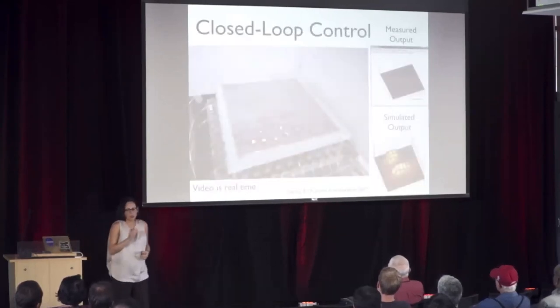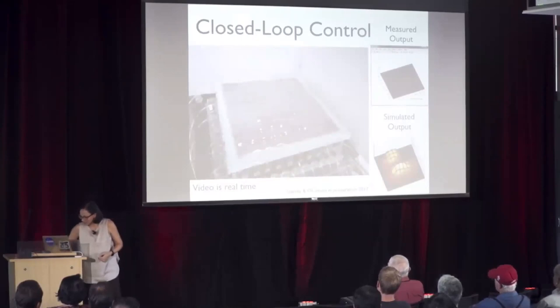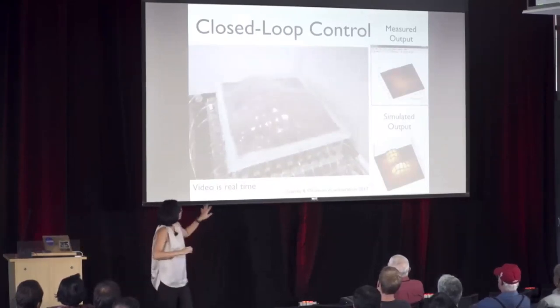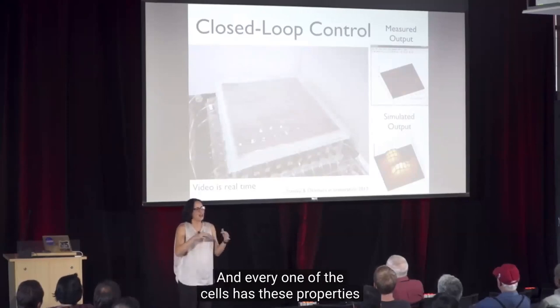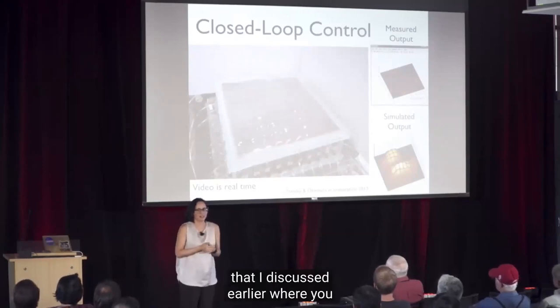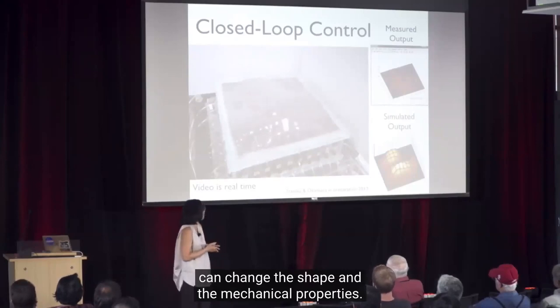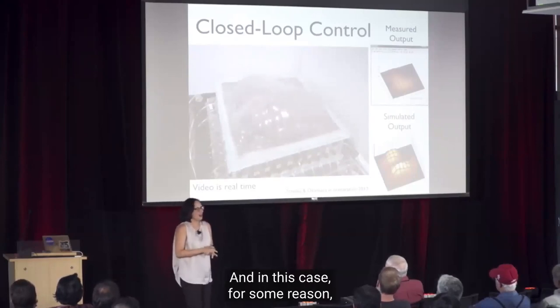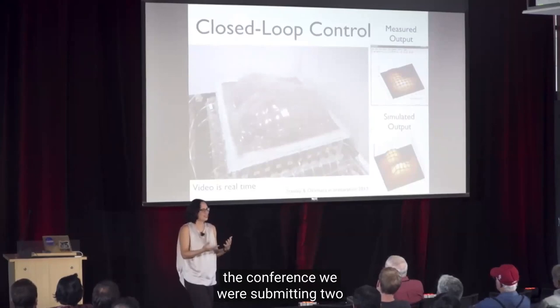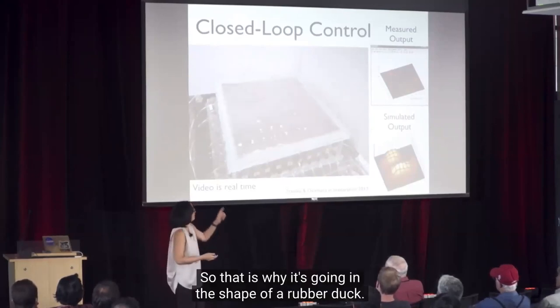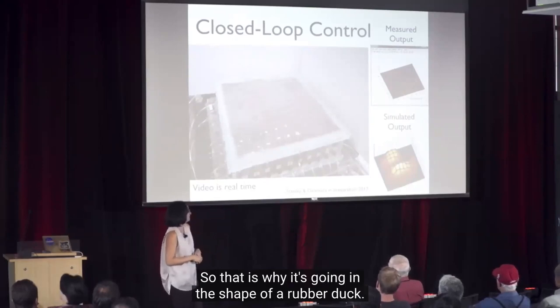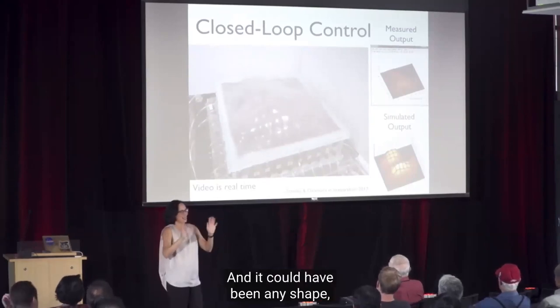And in the end, although it is a mess to build, you can actually have a very effective system. So this is a 100-cell array, which the guts of it were shown in the previous slide. And every one of the cells has these properties that I discussed earlier, where you can change the shape and the mechanical properties. And in this case, for some reason, the conference we were submitting to wanted videos that all share the property of having a rubber ducky in it. So that is why it's going in the shape of a rubber duck. And there could have been any shape.